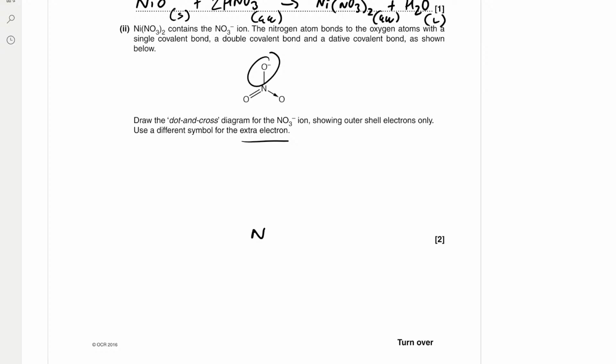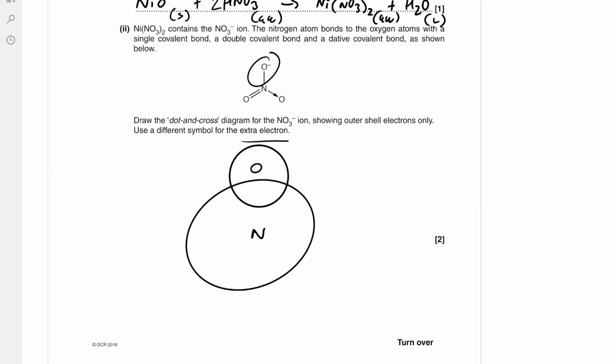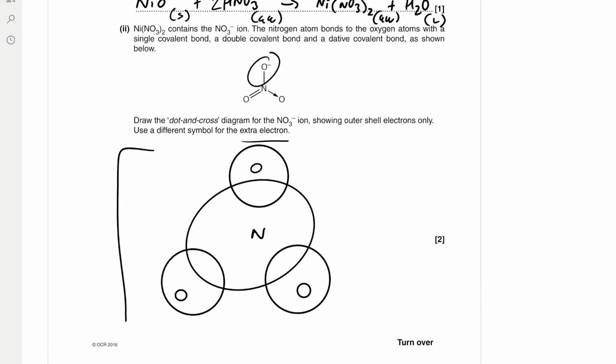So when we're drawing it, we draw our nitrogen in the middle. Hopefully you're better at drawing than me. And then our oxygen, 3 oxygens, and don't forget your overall negative charge.